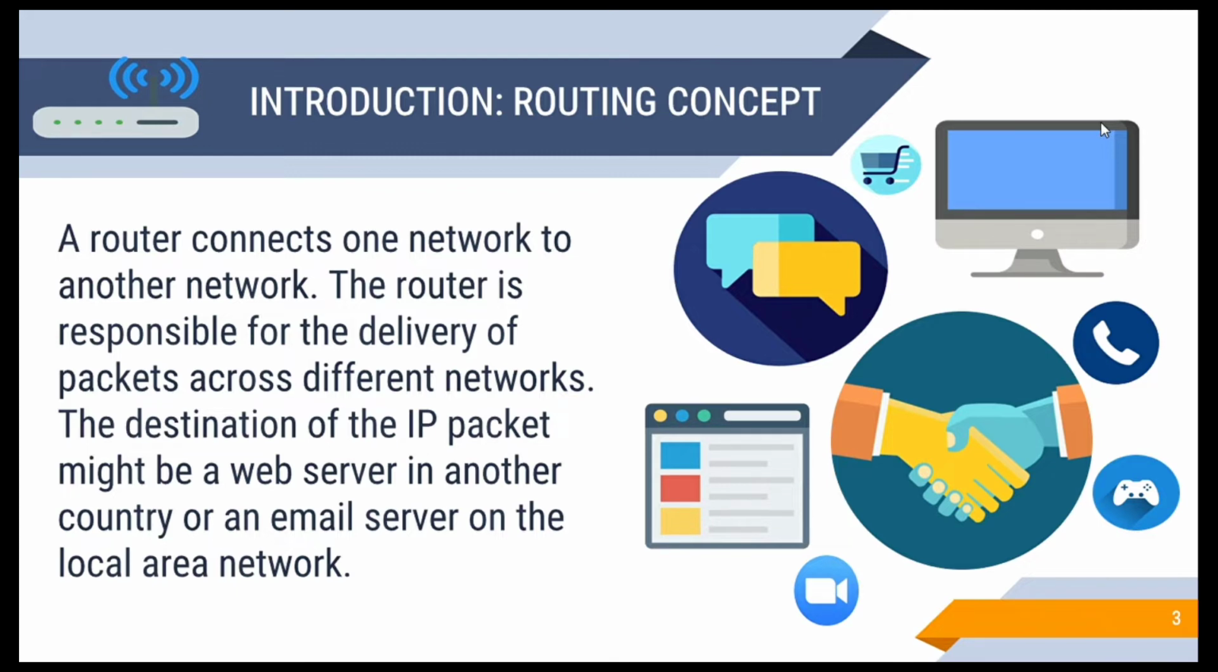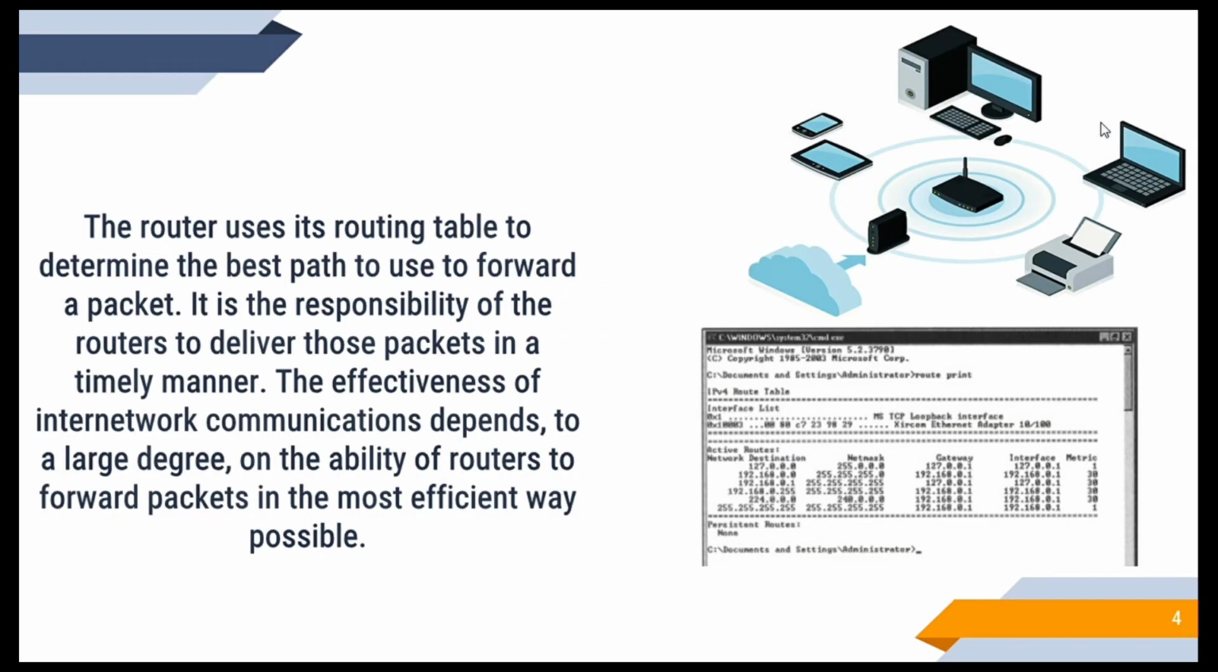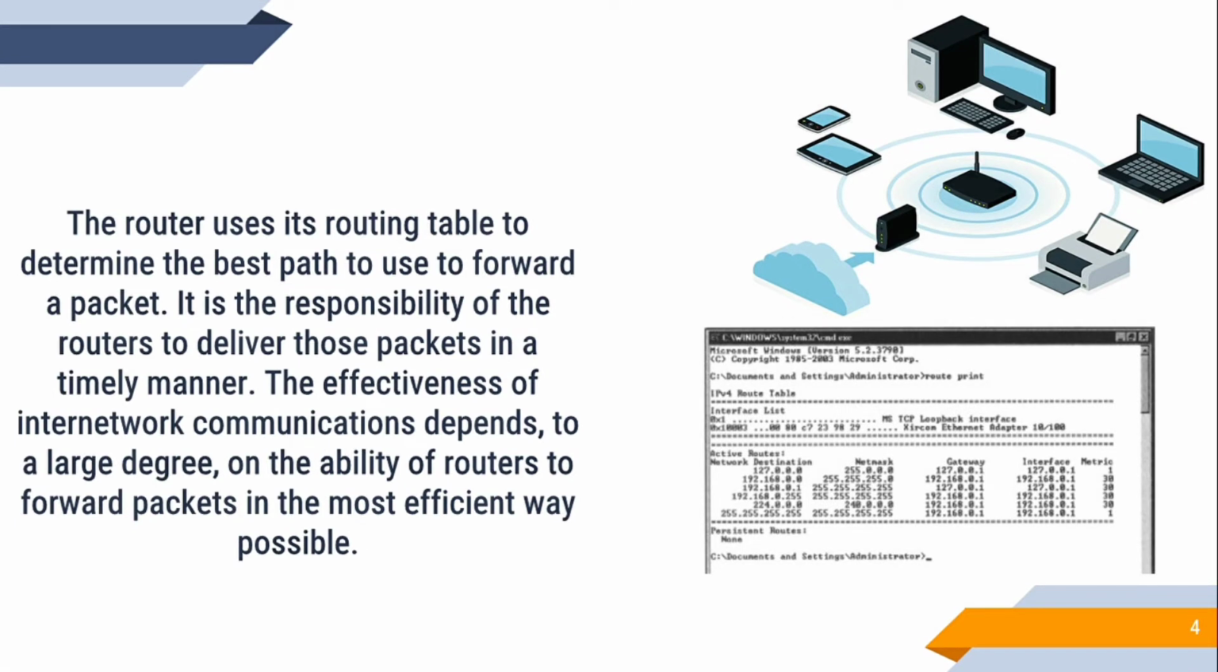The router is responsible for delivery of packets across different networks. The destination of the IP packet might be a web server in another country or an email server on a local area network. The router uses its routing table to determine the best path to use to forward a packet. It is the responsibility of routers to deliver those packets in a timely manner. The effectiveness of internetwork communication depends to a large degree on the ability of routers to forward packets in the most efficient way possible.